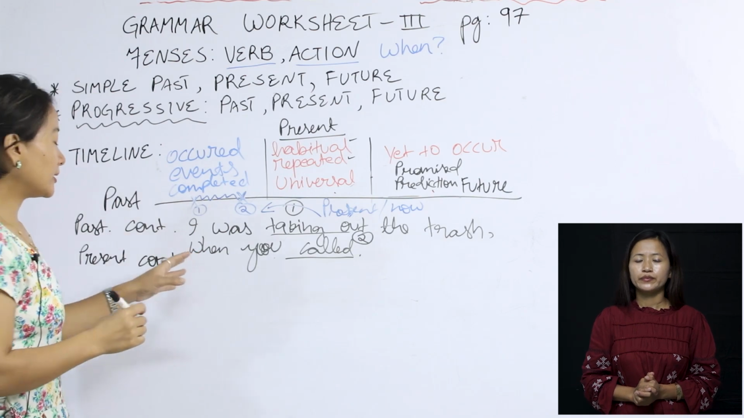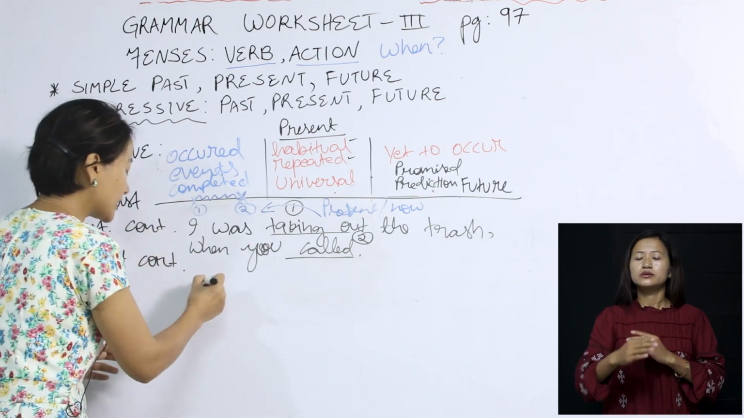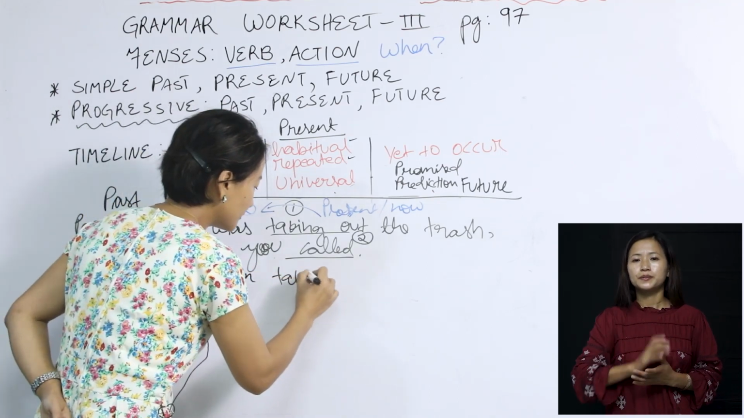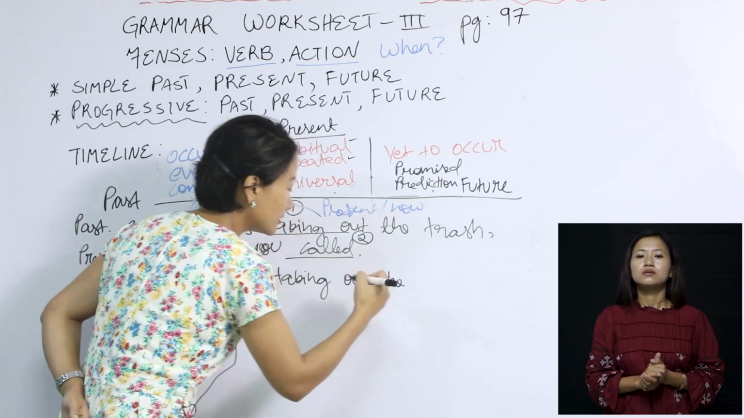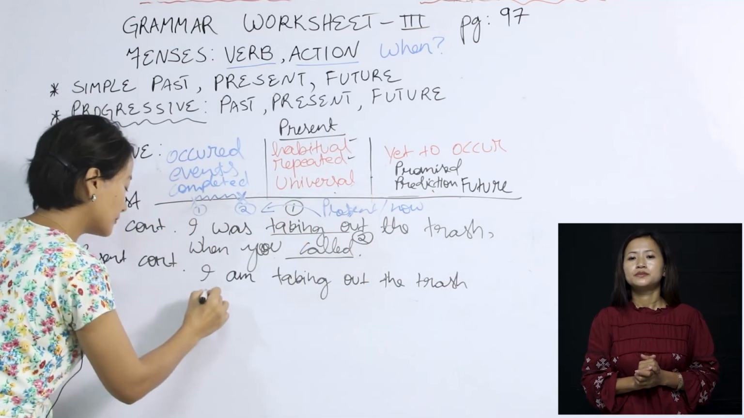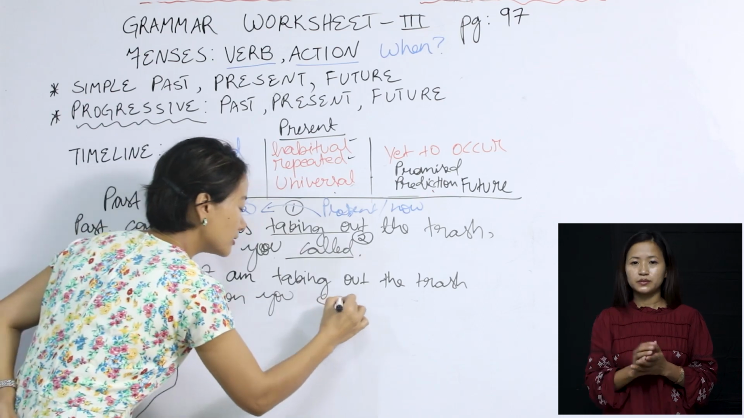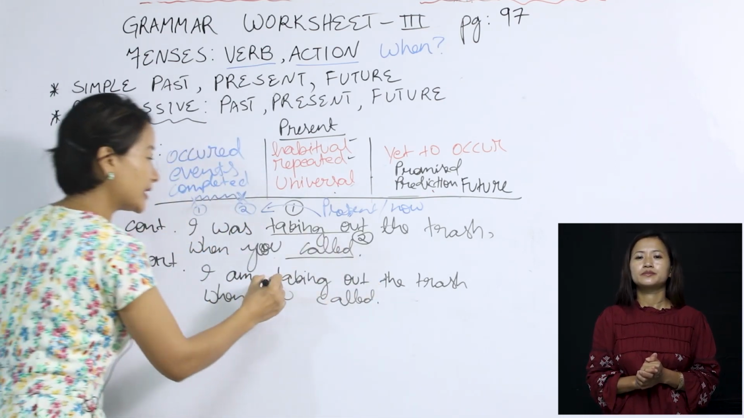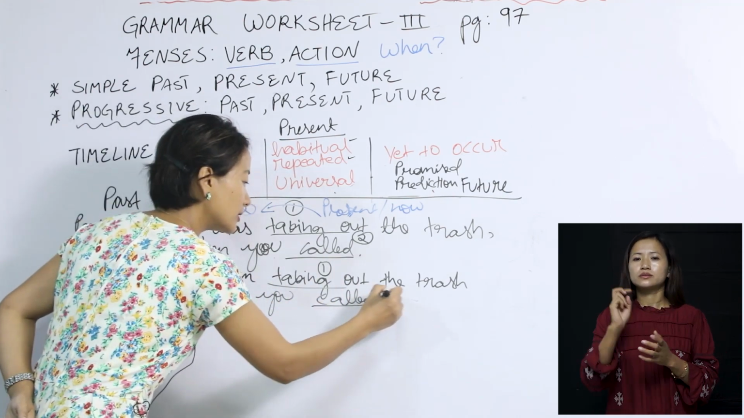So this, using the same sentence, let's convert it into present continuous. I am taking out the trash when you called. So in this case here, we have the same event, number of events, that is 1, called 2.